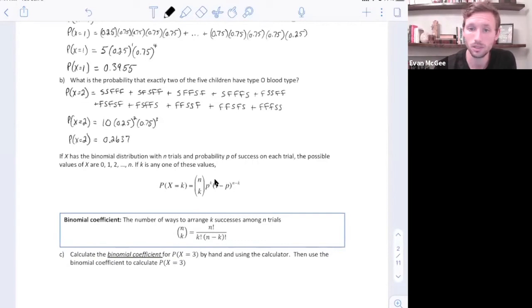and 1 minus p is the probability of a failure. And we wanted to have 3 failures with the 2 successes. So the number of trials, 5, minus the number of successes, which was 2. That's why we got 3 here. So this is the formula that we were using, but I wanted to show you why it looks the way it does. So let me write out a couple notes about this formula real quick.